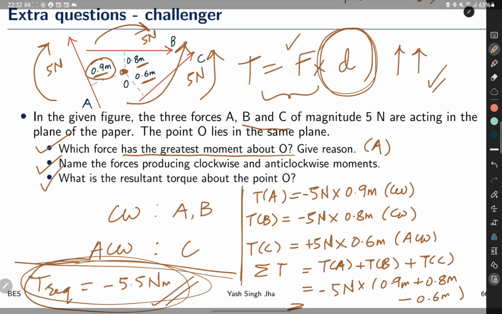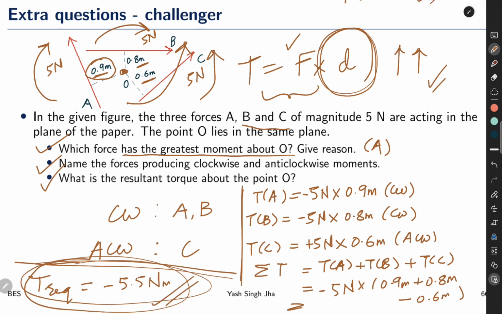Yes, check it yourself and please solve it yourself. It's a very simple question, but gives you an understanding of clockwise and anti-clockwise movements and how to compare. Yeah, if given such a situation, how do you know which force will produce the maximum moment? Great.